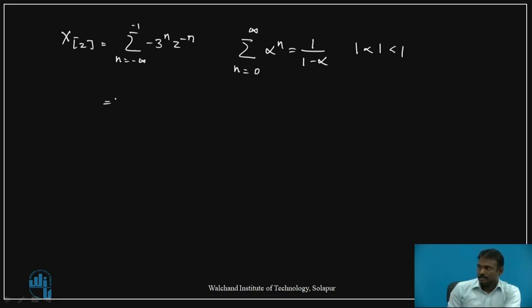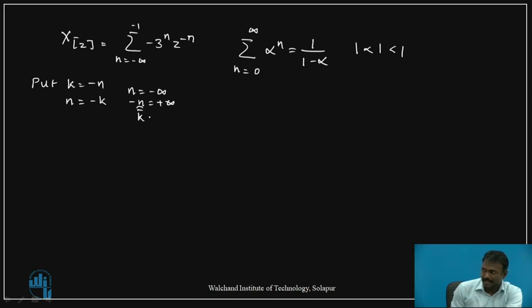So here we substitute k is equal to minus n, therefore n is equal to minus k. When n is equal to minus infinity, minus n is equal to plus infinity, so minus n is replaced by k, which is equal to plus infinity. When n is equal to minus 1, minus n is equal to plus 1, so k is equal to 1 here. Now we are going to use these values, k equal to plus infinity, k equal to 1, and k equal to minus n in the above expression.